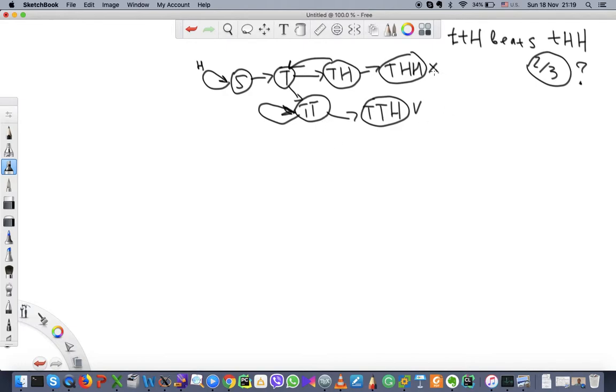And what I mean here with this X and tick mark of victory sign is that we want to get TTH before, which means beats, THH. So what is the probability that this is going to happen?